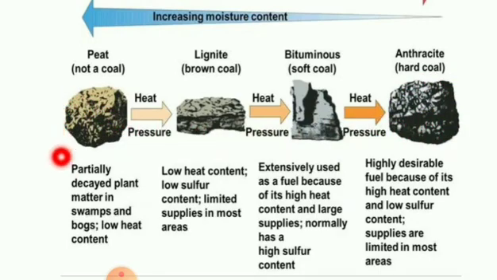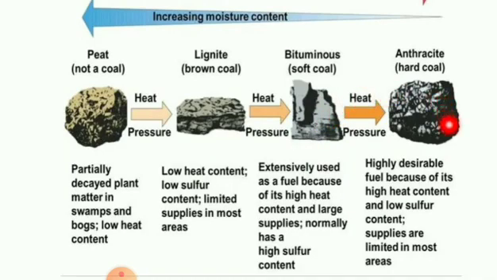Right? So peat is nothing but partially decayed plant matter in swamps and bogs. Low heat content. Right? Lignite has low heat content, low sulfur content, and limited supplies in most areas. So these are used in limited areas only. So bituminous is one of the soft coals. This is extensively used as a fuel because of its high heat content and large supplies. It normally has a high sulfur content. So which one has a high sulfur content? The bituminous. Okay. This bituminous is used largely, right?